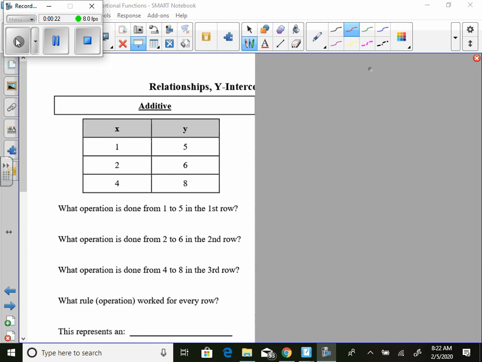We are given this table where we have our input and our output. So we need to figure out what is happening when x goes in and y comes out. What operation is done from 1 to 5 in the first row? Well, I know off the top of my head that it could be plus 4, or I could be multiplying by 5. In the next row, we go from 2 to 6. So I know that again could be plus 4, or it could be times 3.